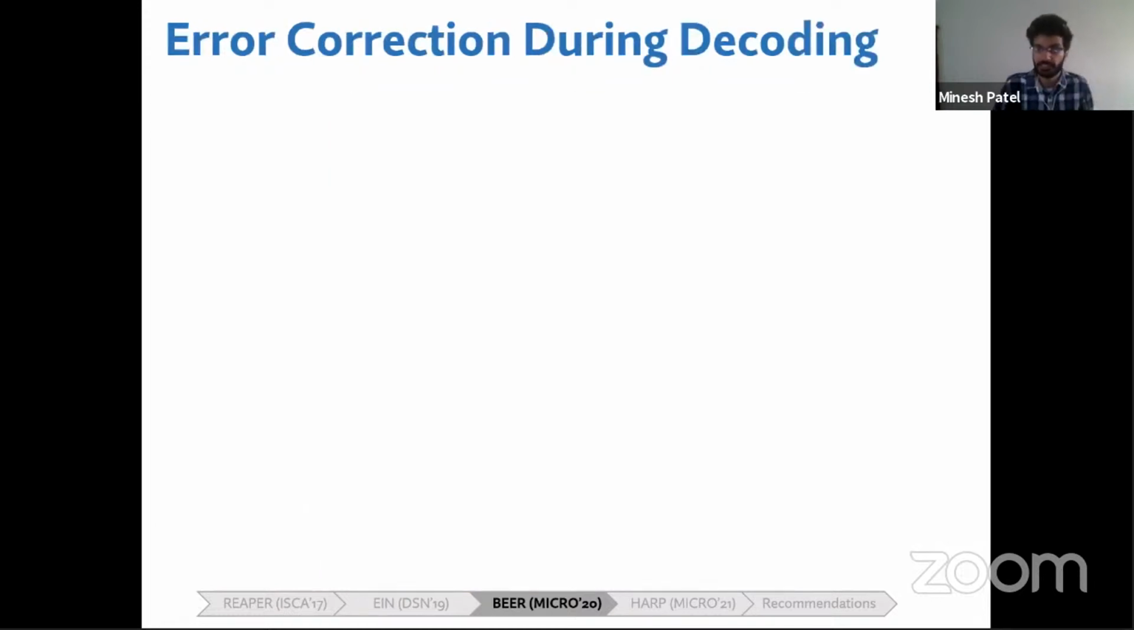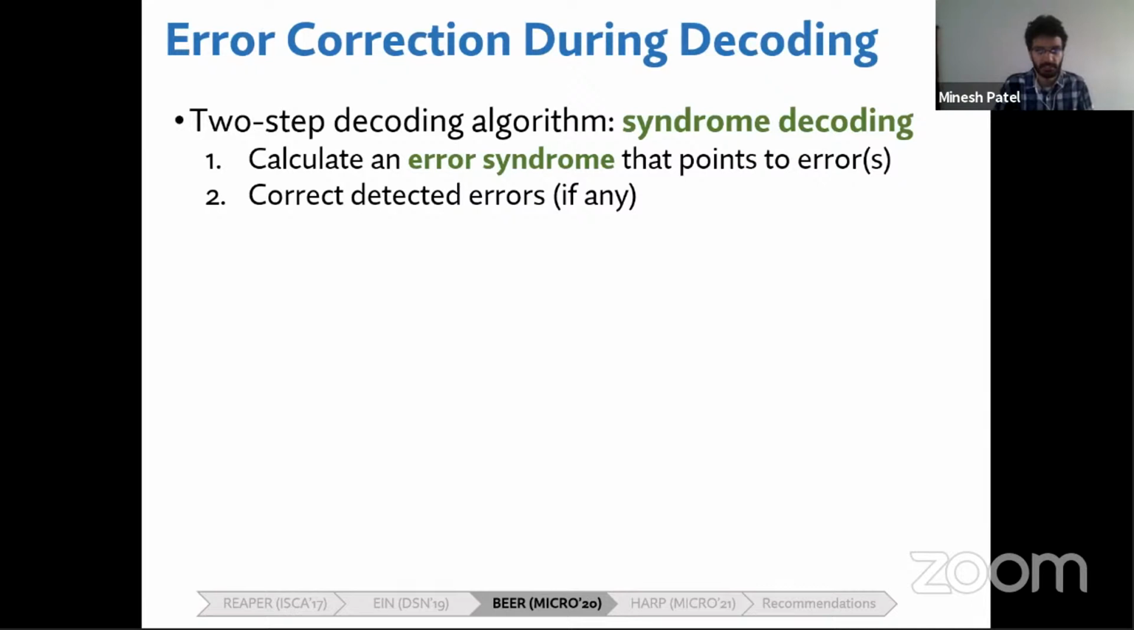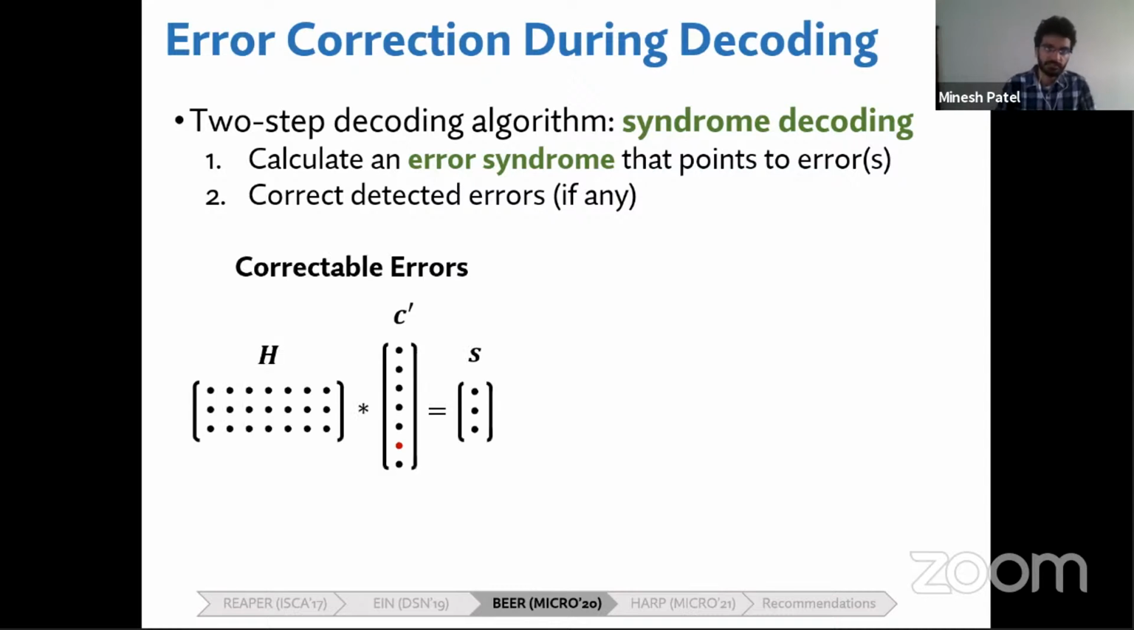Now let's take a closer look at the ECC decoder. So decoding is typically done using a two-step algorithm that's called syndrome decoding. And so we first calculate an error syndrome that points to the error locations, if any, and then we correct any detected errors that were found. And so this illustrates the process of multiplying the code word prime with the parity check matrix H to create the error syndrome. And here we show a single bit error that occurred in code word prime using the red dot. After computing, the error syndrome points us to the bit exact location of the error, if any occurred. And so this is how it works essentially for correctable errors.